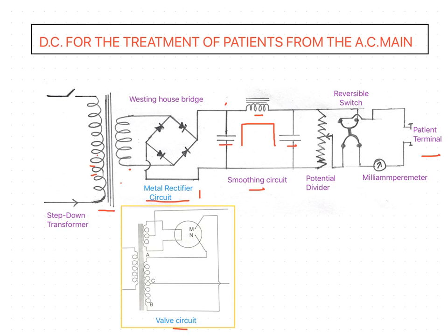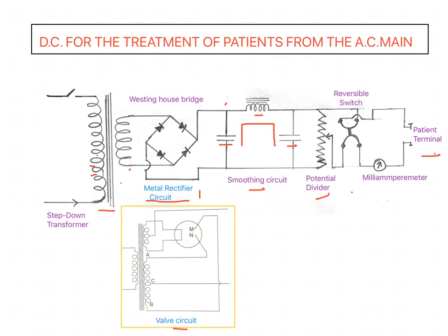So the current then passes through the potential divider. Once the current is smoothed, it is passed to the potential divider. This potential divider is mainly used for regulating the intensity of the current. After the potential divider, it is taken to the patient terminals.